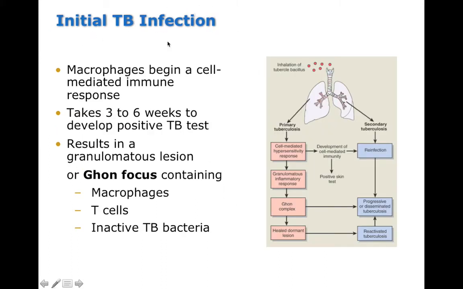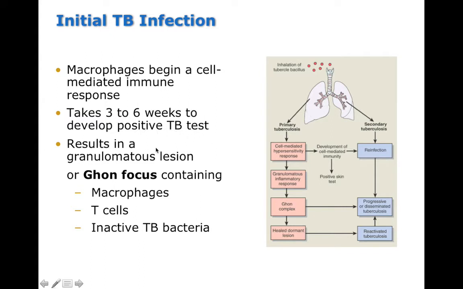Now, initially with the infection, it's going to be spread through respiratory droplets. And macrophages begin a cell-mediated response. So this is part of your innate immune response. This is in the first several hours of exposure, before you can even have an adaptive immune response. Macrophages start to engulf tuberculosis microbes, and they try to break these down in phagolysosomes, but because of that waxy capsule, TB can live within a phagolysosome of a macrophage, and it can take 3 to 6 weeks to develop a positive TB test.